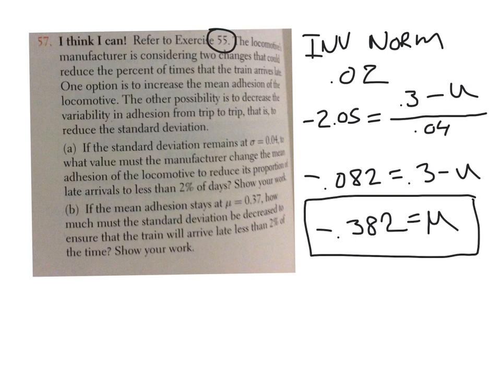Now, I think this next one is, how do we solve for the standard deviation? That's for letter B, and I'm going to let you try that one. Same kind of idea, except this time we have mu, and we are going to have a variable for the standard deviation.